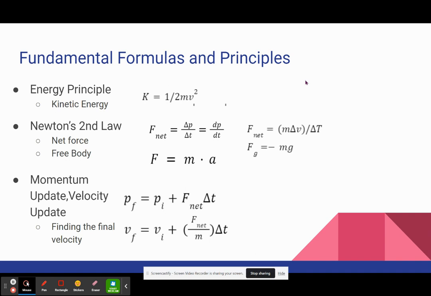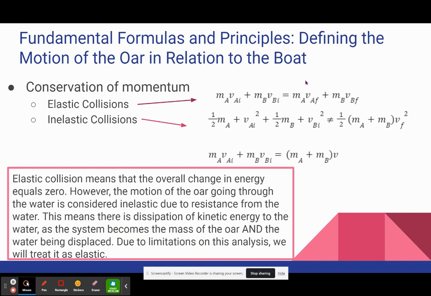So here are some fundamental formulas and principles. Feel free to pause the video in order to take a look. But we'll be introducing a new concept today, which is defining the motion of the oar in relation to the boat with conservation of momentum.